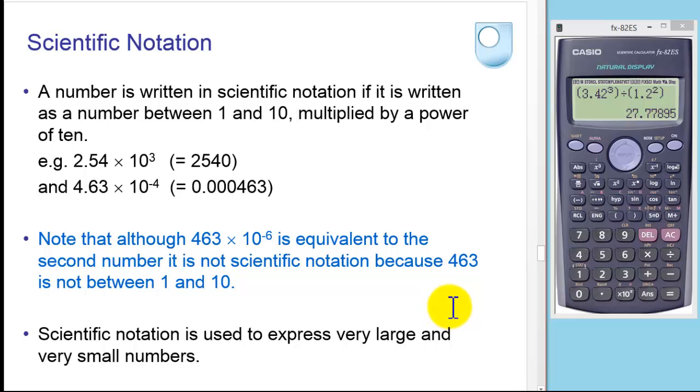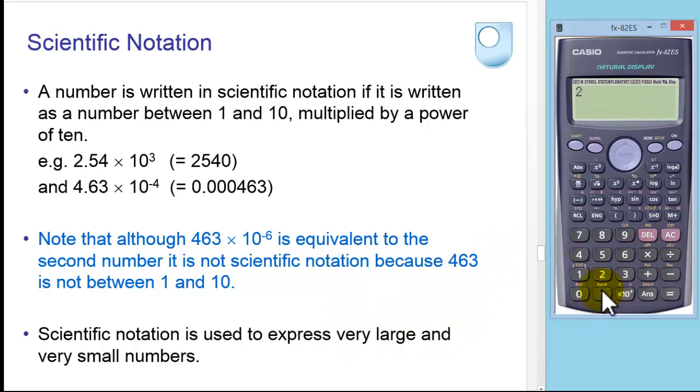So now just have a quick look at scientific notation. So scientific notation is where we have an initial number between 1 and 9 multiplied by a power of 10. And some examples of that could be 2.54 times 10 to the power of 3 and 4.63 times 10 to the power of minus 4. So on the calculator, if I input 2.54 times 10 to the power of 3, we get the answer 2540.